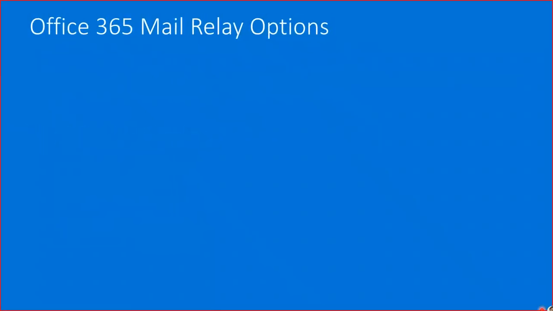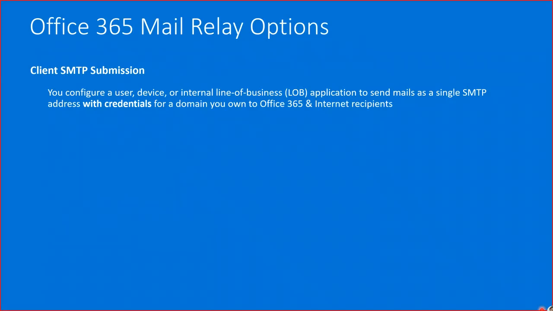Coming to the Office 365 mail relay, there are three types of mail relay options in Office 365. We've got client submission. In client submission, we have probably an on-premise service device or a line of business application that wants to send emails to the mailboxes in your tenant in Office 365, or even to external recipients. In that case, we have the SMTP client submission option.